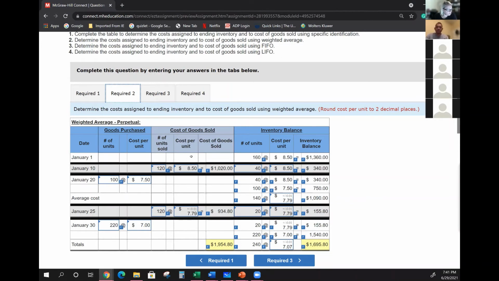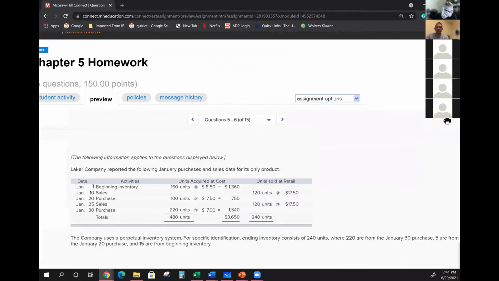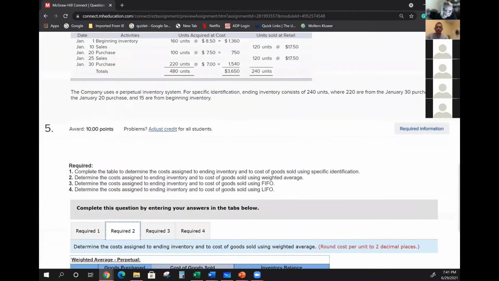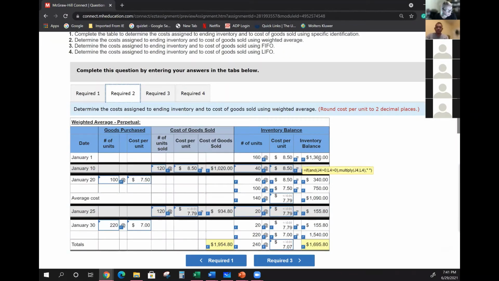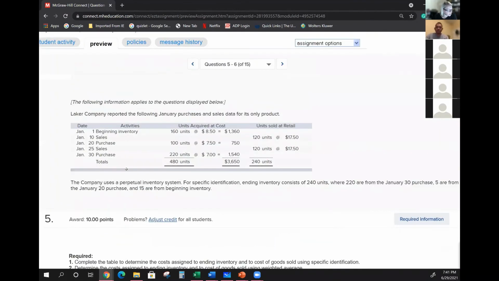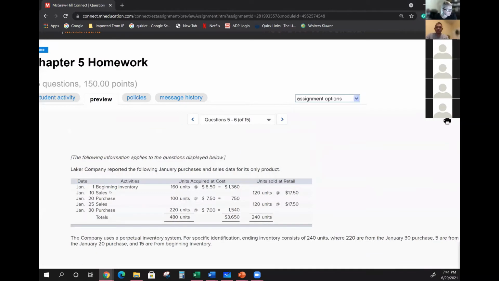So on January 1st, we have the beginning inventory of 160 units at 850. So here it is on my table. The next part is January 10th. It tells me I sold 120 on January 10th. So what do I want to do? I have to record it now because I'm using perpetual. So we're going to do it as we go.